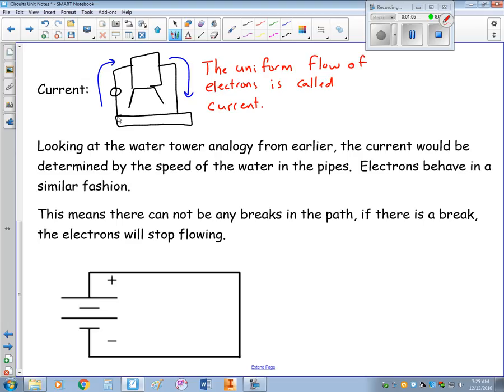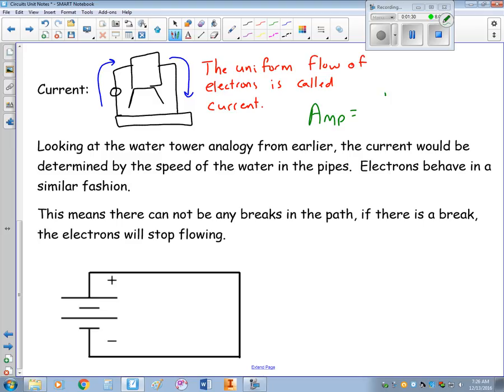So if I wanted to get the current of the water here, I would simply count how many water molecules pass through the pump per second. That'd give me the flow rate or the current. Same thing with electrons. If I were to count how many electrons flow past a point in the wire per second, that would give me the current. So we measure current in terms of amps.